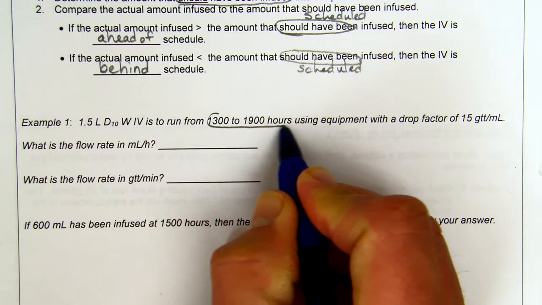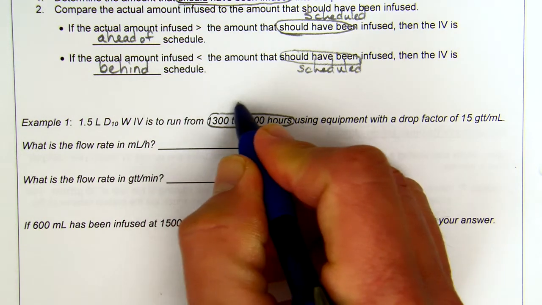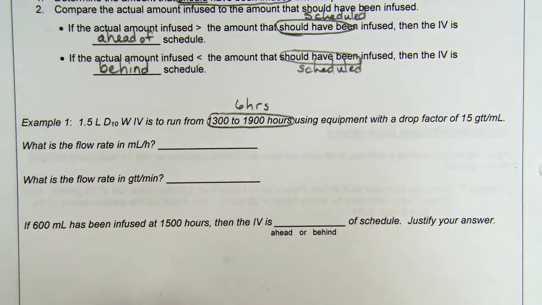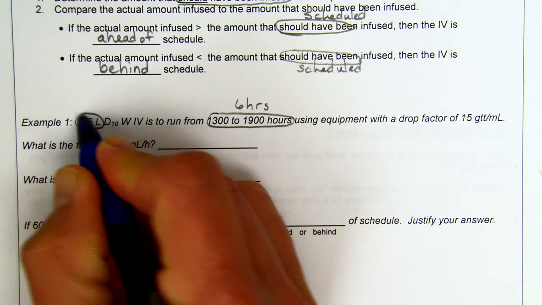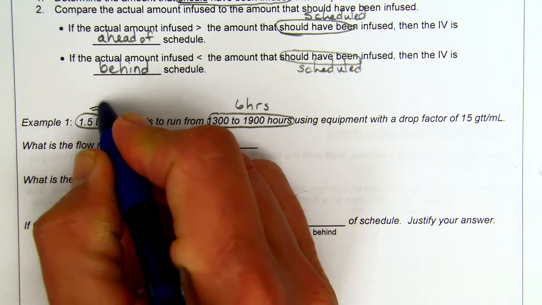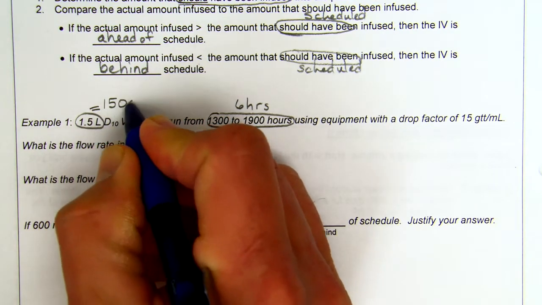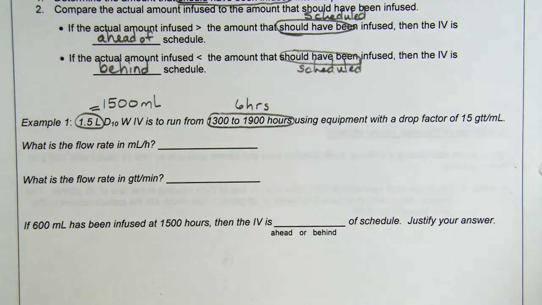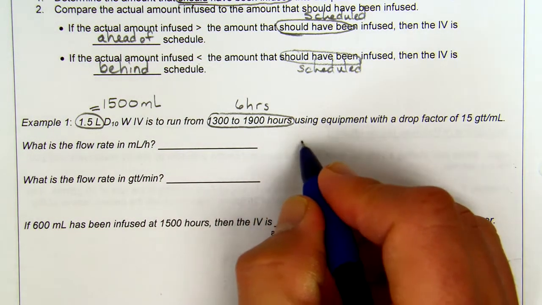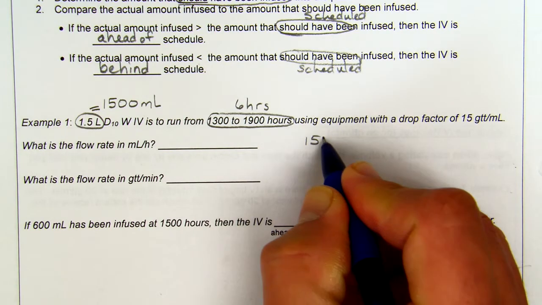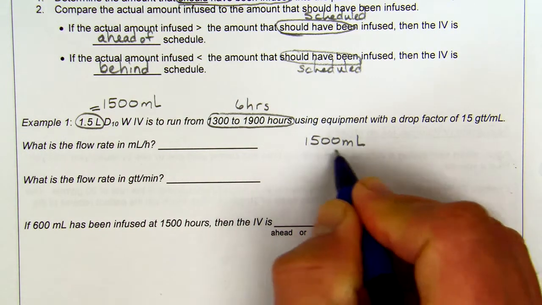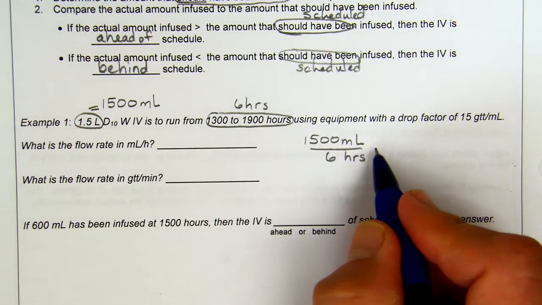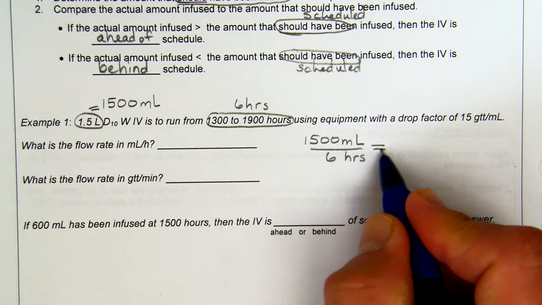And we'll notice that 1,300 to 1,900 hours would be like from 1 to 7 o'clock. So that would be 6 hours of time. And this 1.5 liters, hopefully you'll remember, would be the same as 1,000 times more, 1,500 milliliters. And so when we want milliliters per hour, we'll look at the units and say, let's put our milliliters on top and our hours on the bottom. And then when we divide these, we'll get milliliters per hour.